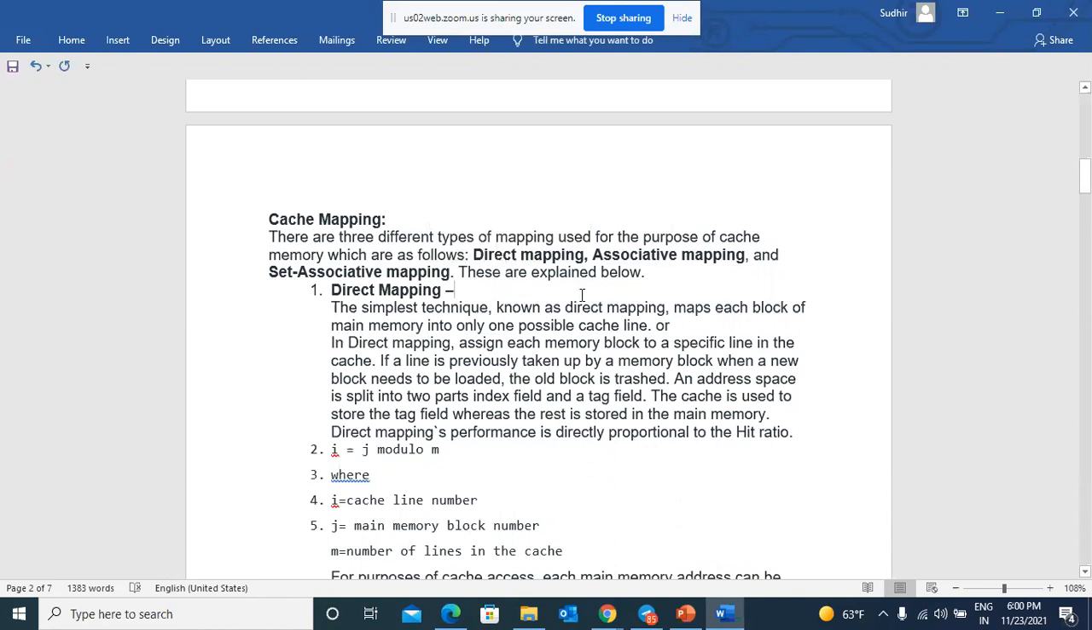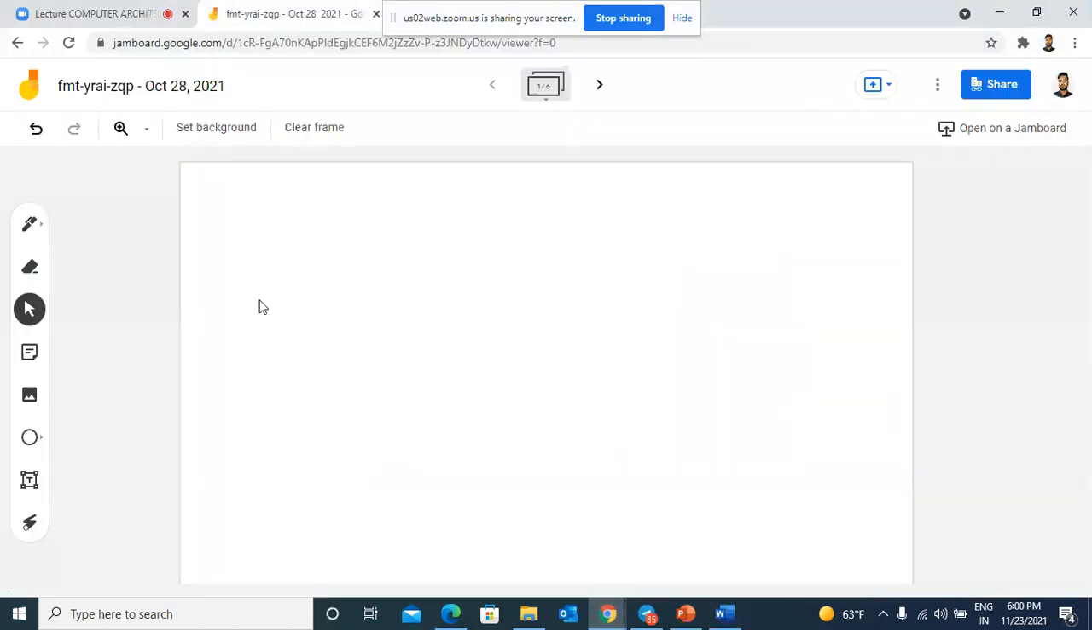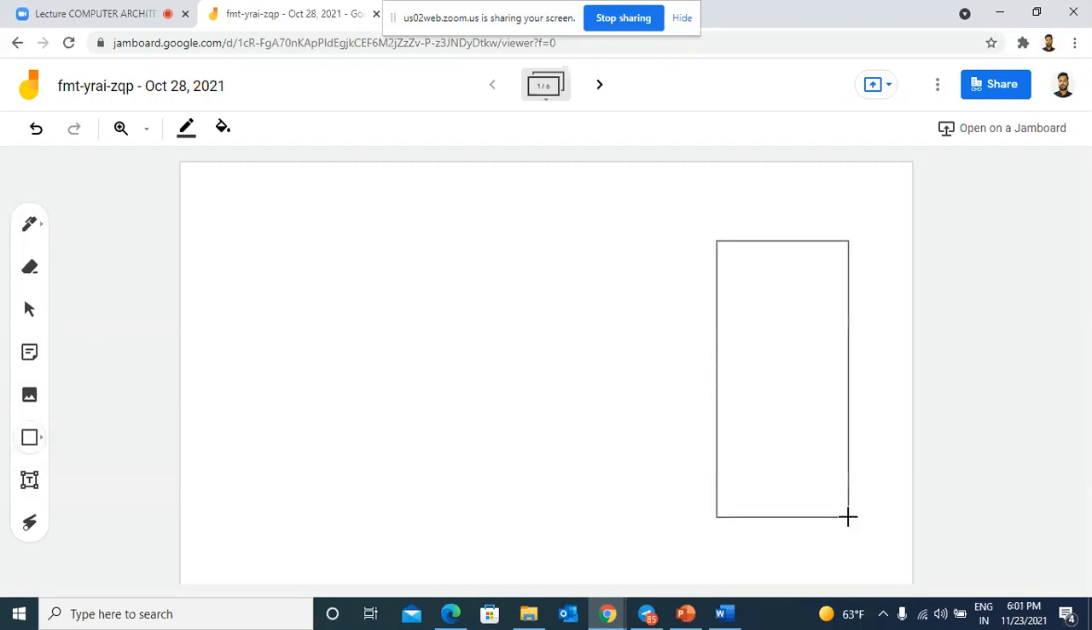From the practical approach, from the numerical approach, these mappings are very important. So let's understand the first mapping, which is direct mapping. But before you understand direct mapping, let me introduce the concept of cache mapping, because without it you cannot understand the direct mapping part. So let me share my screen.